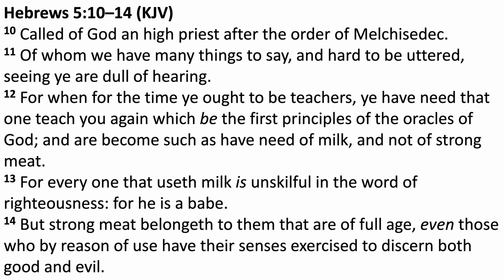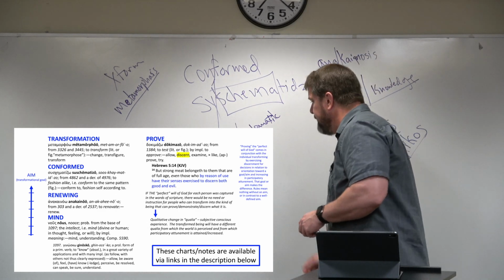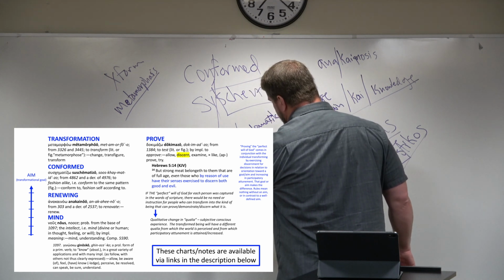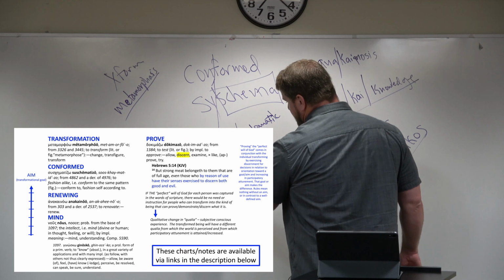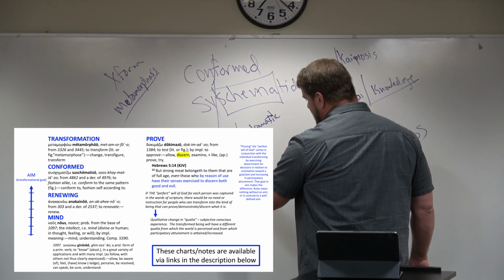For everyone that useth milk is unskillful in the word of righteousness, for he is a babe. But strong meat belongeth to them that are full age, even those who by reason of use have their senses exercised to discern both good and evil. So that word discernment, you take the word prove, what is that good and acceptable and perfect will of God. And that's to really demonstrate, but the way you do that is I'm connecting it because of its definition to discernment.